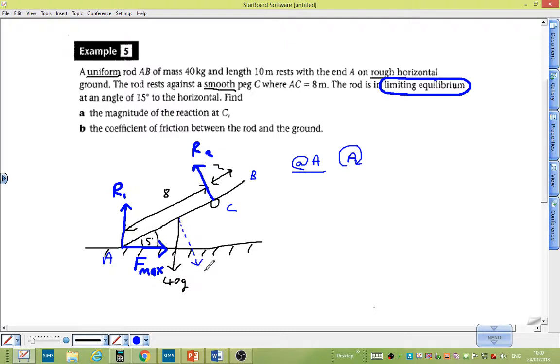So it's only that bit I've got to worry about. That's 15 degrees. So the clockwise force itself is 40g cos 15, but don't forget to times it by its perpendicular distance.